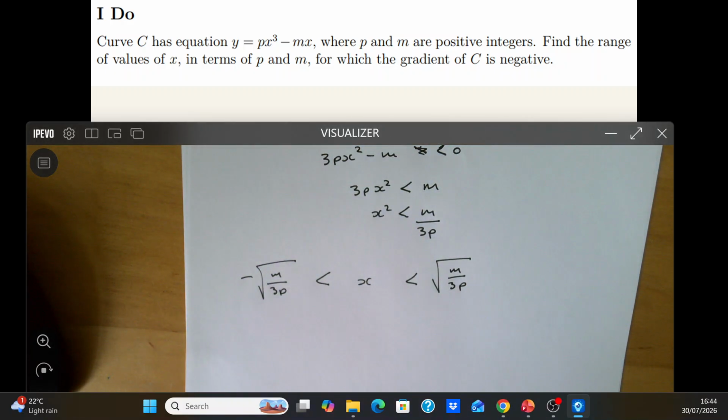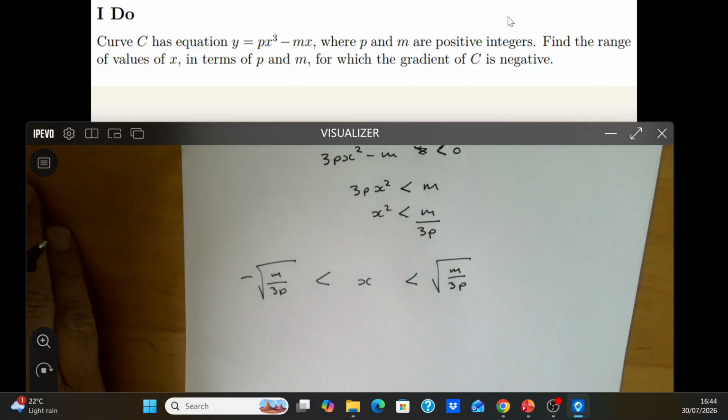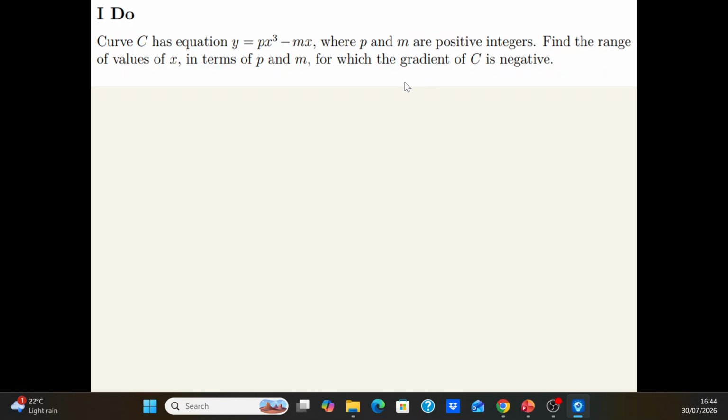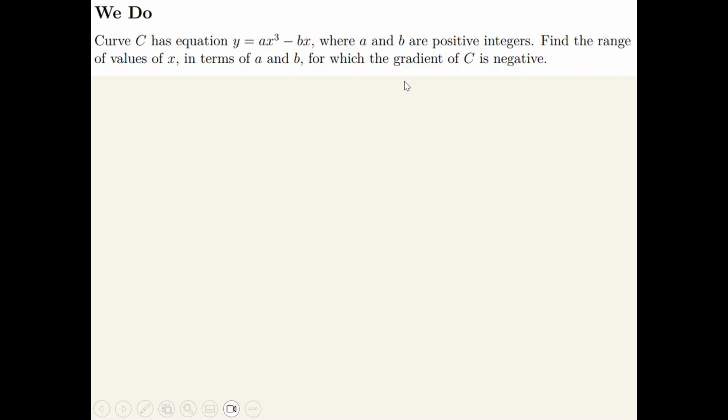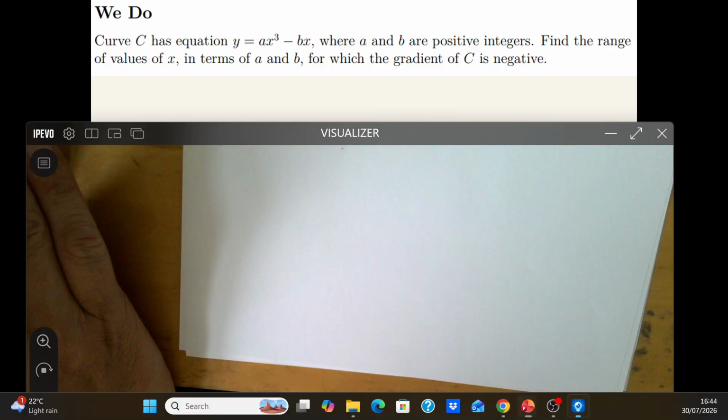So what did we do? We differentiated it to find a gradient. We knew the gradient must be less than 0, made x the subject, and remembered we had a positive and negative square root. So let's have a good look at the we do question. Very, very similar structure. You've had a go, or you're waiting for me to talk you through it.